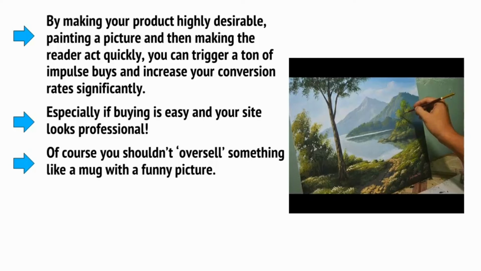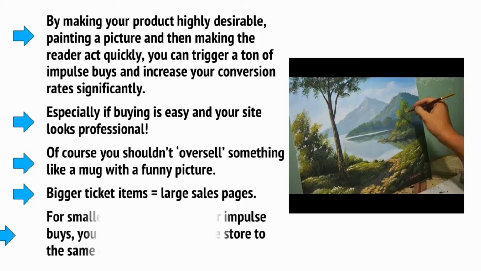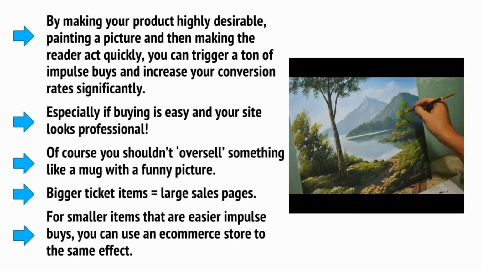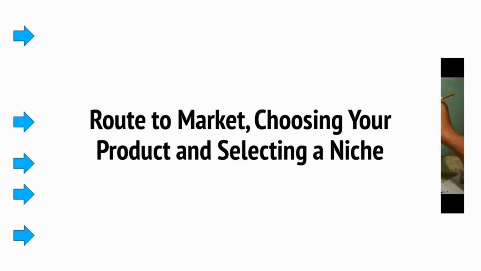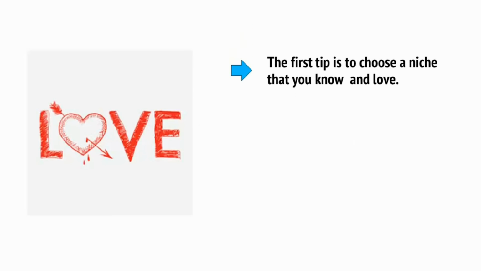Of course, you shouldn't oversell something like a mug with a funny picture. Bigger ticket items equals large sales pages. For smaller items that are easier impulse buys, you can use an e-commerce store to the same effect. You know what though? It's really not your sales page or your persuasive powers that will have the best chance of securing you your sales. What is actually much more important is selecting the right product to begin with and then promoting it to the right people. The first tip is to choose a niche that you know and love.